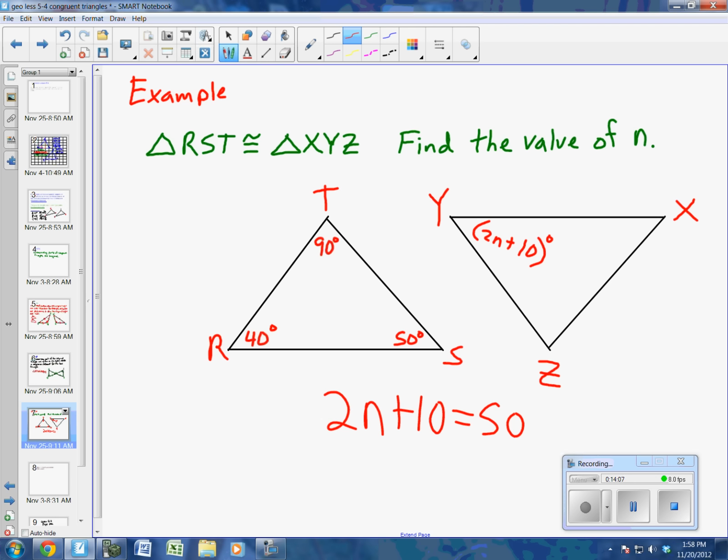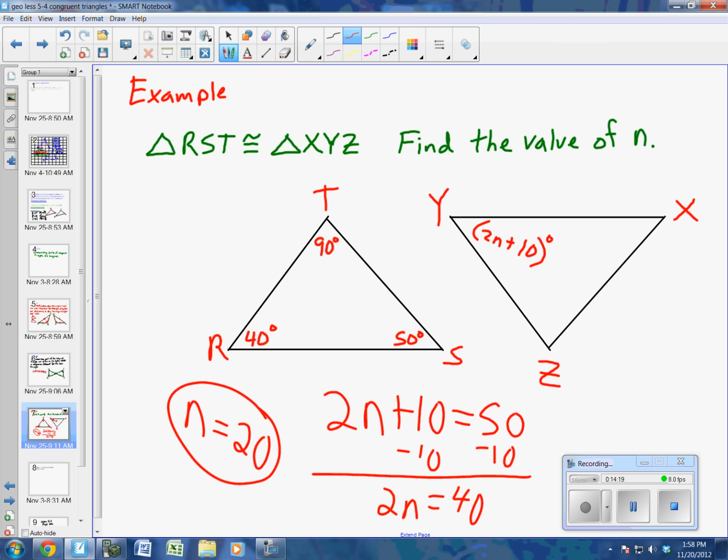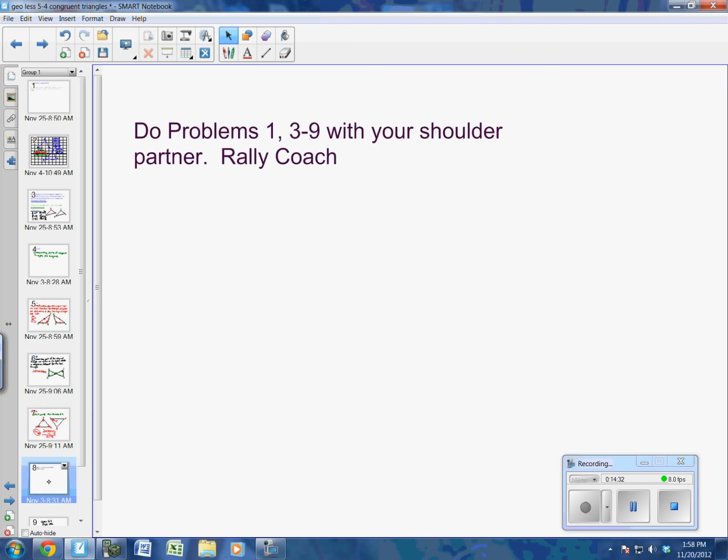And then I can solve that. What do I do to solve it? Minus 10. What would I get? 40. Then what do I do? Divide by 2, and what would I get? So N equals 20. How many of you think you can do a problem like that again? Okay. Okay, next one.